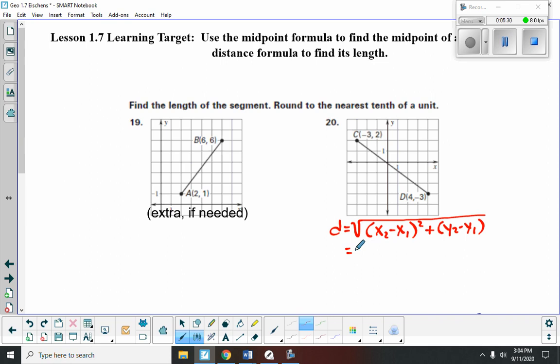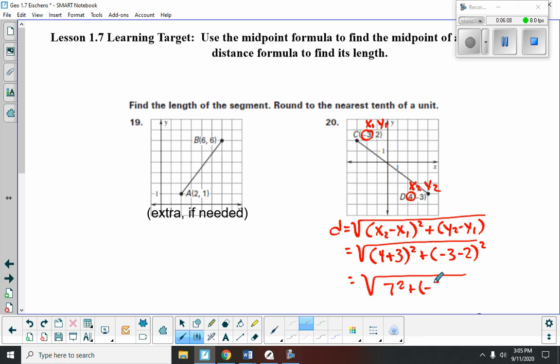Now we might want to label here. Let's call this x1, y1, and x2, y2. Or, like we did with the midpoint, circle the x's. Okay, so we're going to subtract the x's. So 4 minus negative 3, so I'm going to put plus 3, and minus 3 minus 2. So that would give us 7 squared plus negative 5 squared.